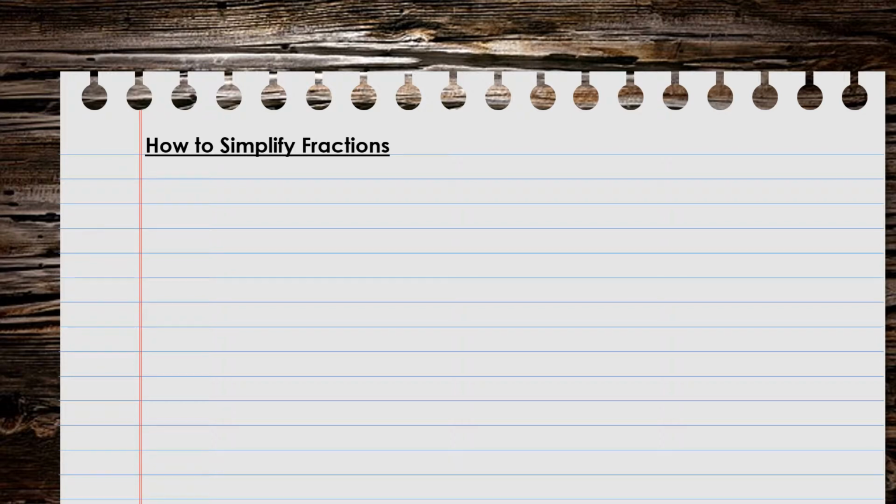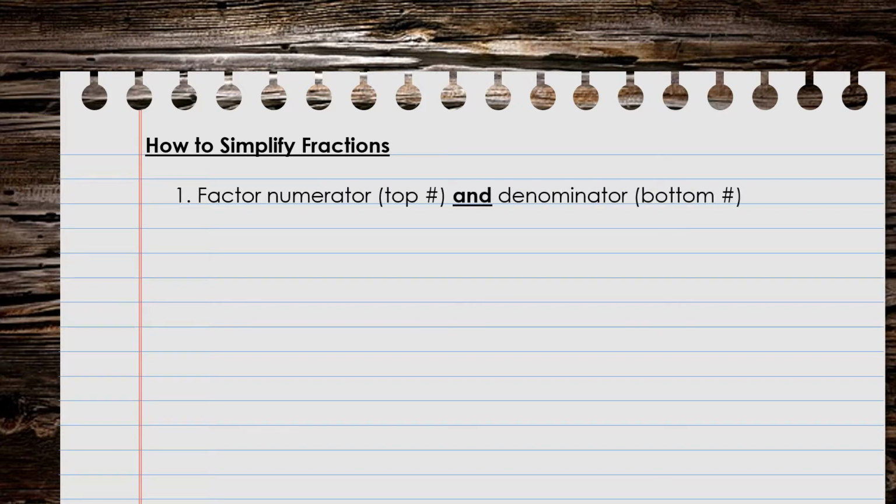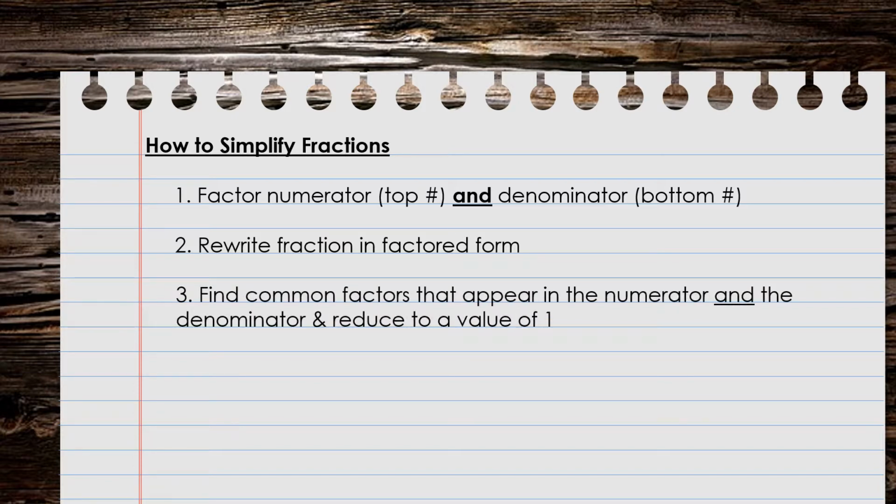How to simplify fractions. We're going to look at 4 easy steps. The first step, factor the numerator, or the top number, and factor the denominator, the bottom number. Step 2, rewrite the fraction in factored form using your factor trees. Step 3, find common factors that appear in the numerator and the denominator and reduce the values to a value of 1. Step 4, simplify the fraction.